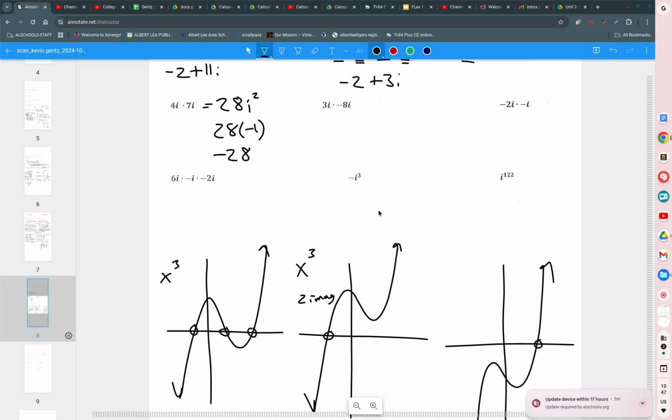Should be 18. Negative 18. What? Negative 6i times negative 2i. It's 12. 6 times 2 is 12. Okay, sorry. She said negative 12 on that?